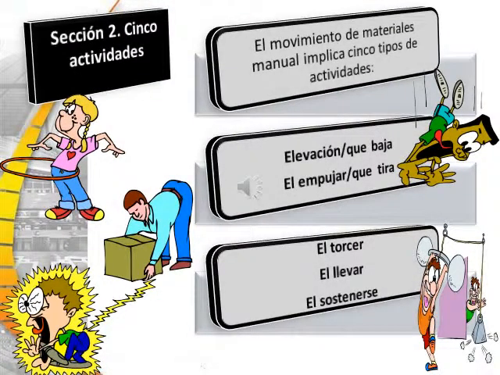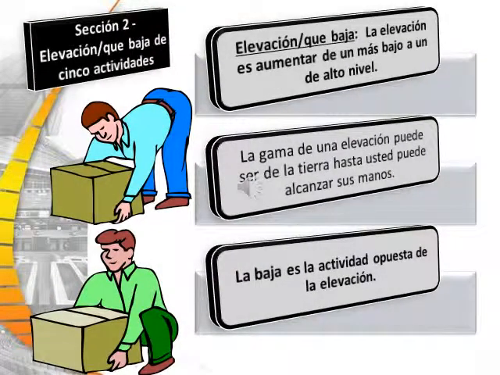Manual material handling involves 5 types of activities: lifting and lowering, pushing and pulling, twisting, carrying, and holding. Lifting and lowering is defined as lifting to raise from a lower to a higher level. The range of the lift can be from ground to as high as you can reach from your hands. Lowering is the exact opposite activity from lifting.